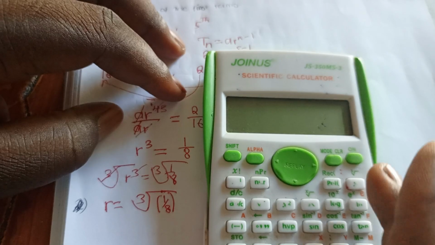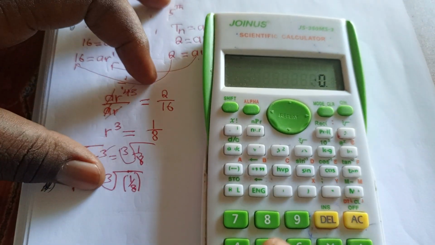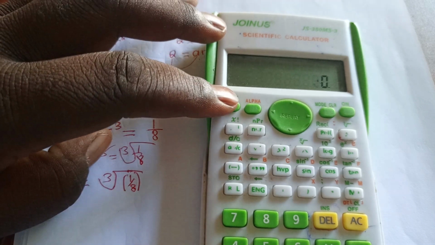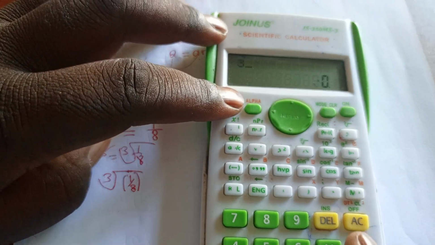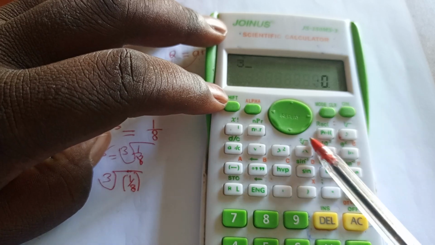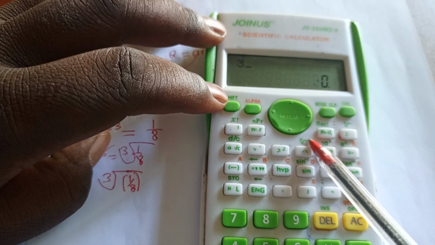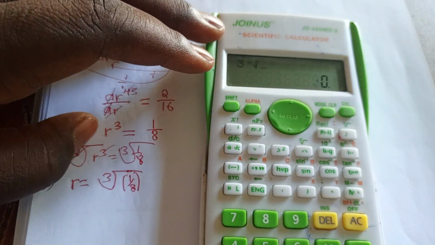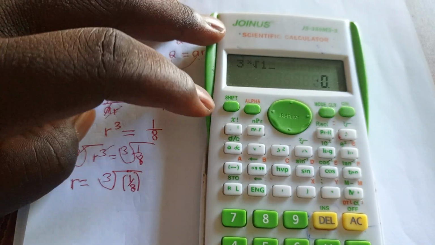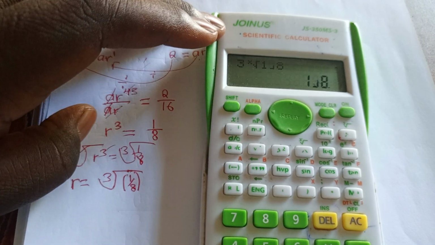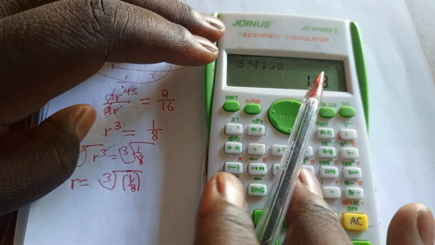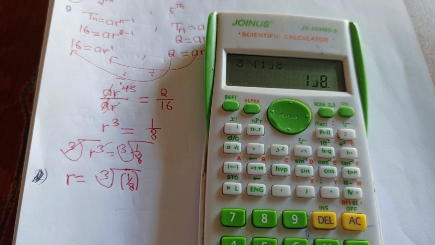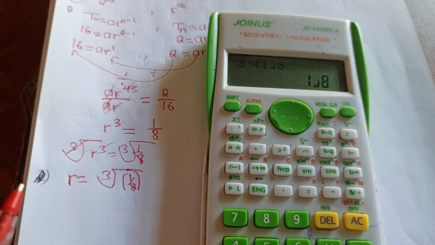For example, I'll try to show you. Now how do you write this part here? So you write 3 shift, then you write the cube root shift. This part is here. Then you write 1 over 8. So the answer, as you can see, gave me 1 over 8, which is wrong. So that's why I'm saying that the best way is to put the inside part in brackets.